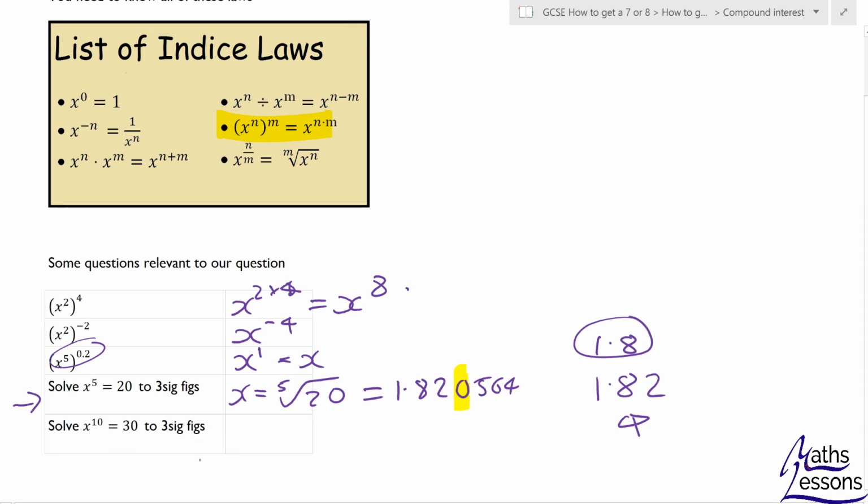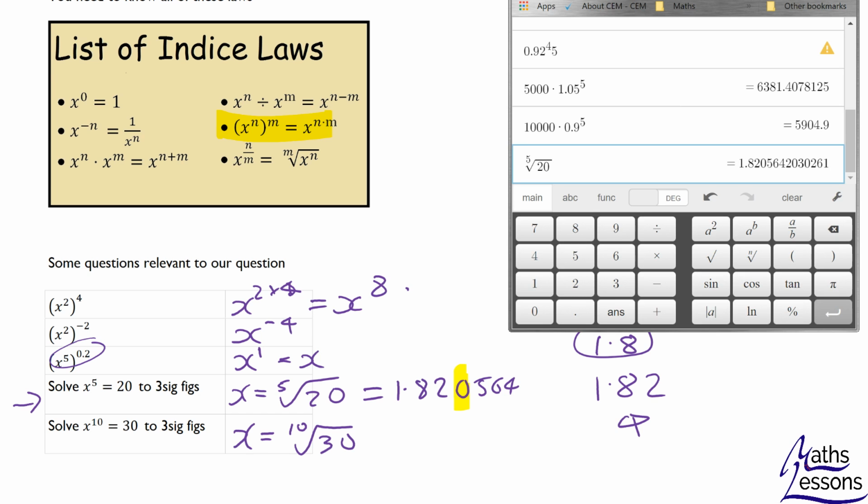Now, can we just do the last question? Give you a few seconds to have a go at that. Right, that's probably enough time to do that because it's just x to the 10th root of 30. You put that into the calculator.